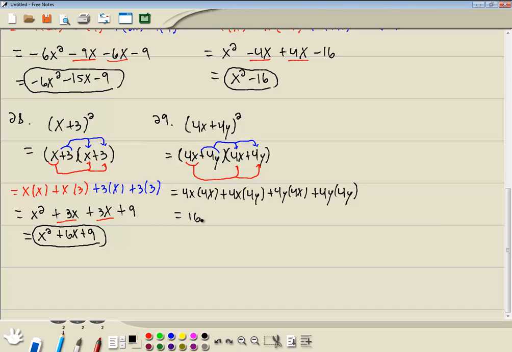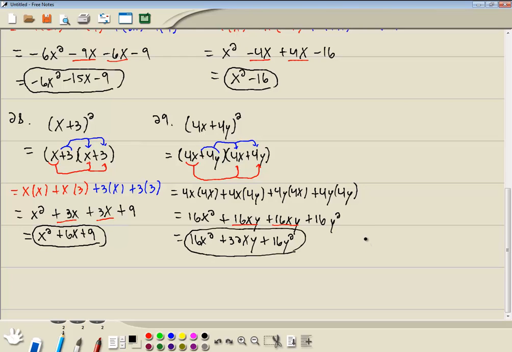Okay, 4 times 4 is 16, x times x is x squared, plus 4 times 4 is 16xy, 4 times 4 is 16xy. Now notice I put those in alphabetical order. If you put them in alphabetical order, you can easily identify the like terms. And 4y times 4y, 4 times 4 is 16, and y times y is y squared. Always combine together like terms, same variable, the same powers. So we got 16x squared, 16xy plus 16xy gives us 32xy, plus 16y squared. And that's our answer.